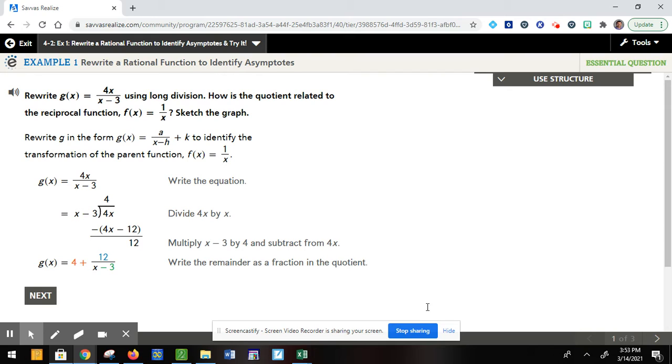So the first thing we're going to do is long division by dividing the denominator into the numerator. So x minus 3 goes into 4x 4 times, then I multiply. 4 times x is 4x, 4 times negative 3 is negative 12. When I subtract, I end up with 12. I'm going to rewrite the remainder as a fraction. So you end up with 4 plus 12 over x minus 3.